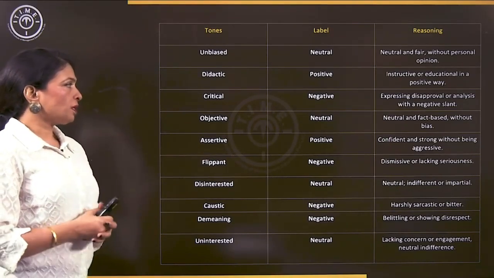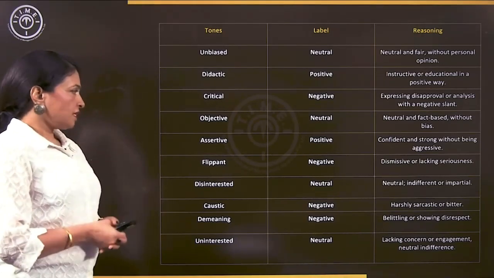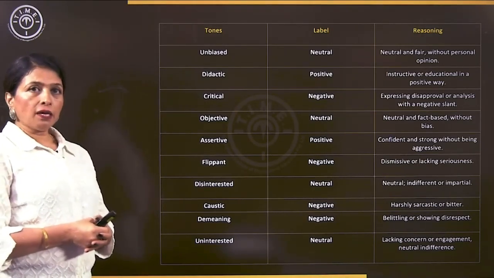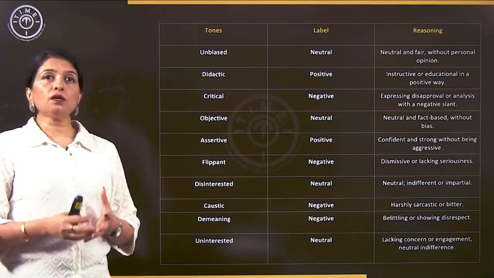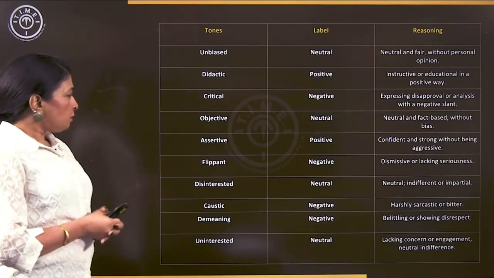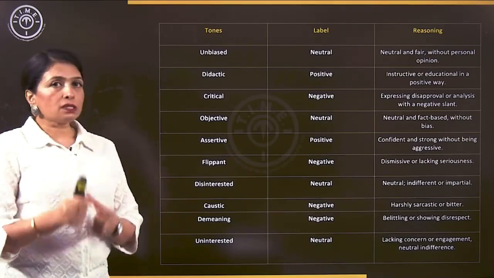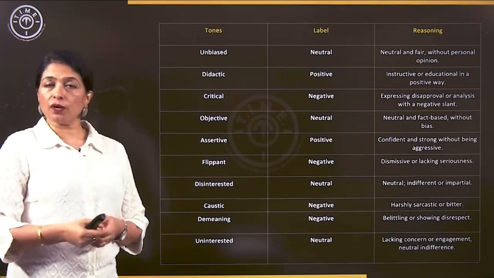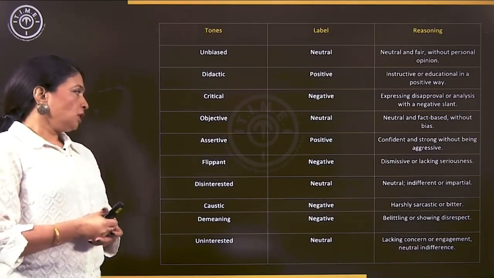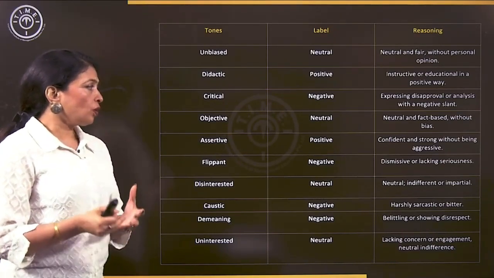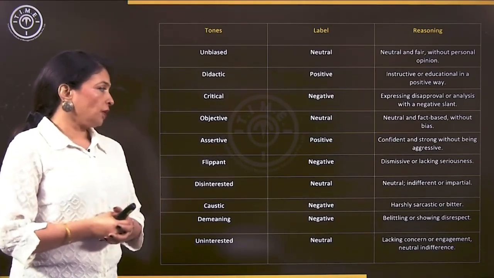Disinterested is neutral because the author is indifferent or impartial. Caustic is negative because here we find that this kind of tone is harshly sarcastic, bitter, or full of resentment. Demeaning is negative because it belittles or shows disrespect towards something or someone, and it is therefore insulting. Uninterested is neutral because it lacks concern or engagement, and it conveys neutral indifference.